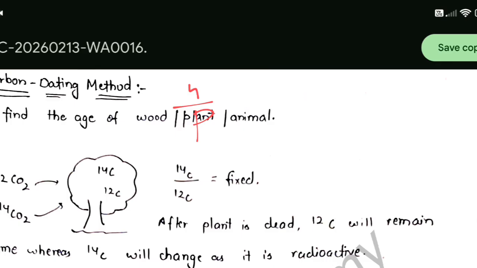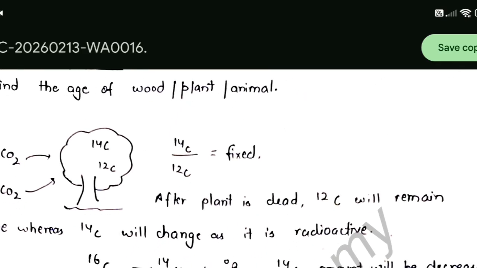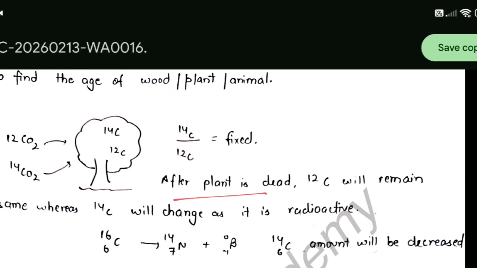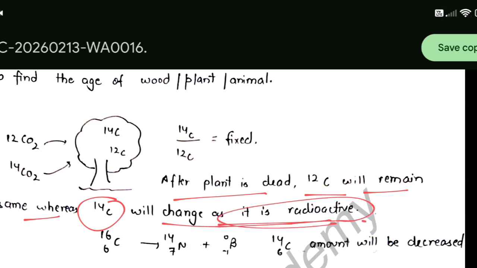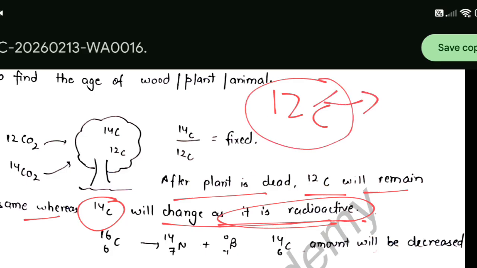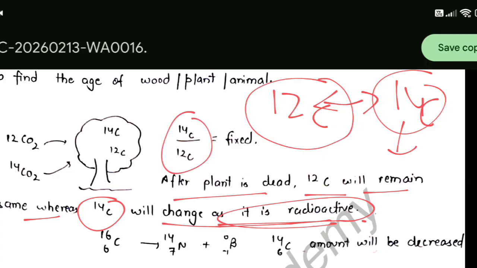Now we will see some of the key points. What happens after a plant is dead? If a plant dies, the 12C content will remain the same, whereas the 14C isotope will change because it is radioactive. And the ratio of 14C to 12C will remain fixed. The ratio is always fixed.